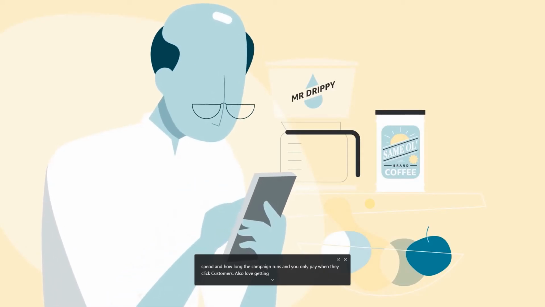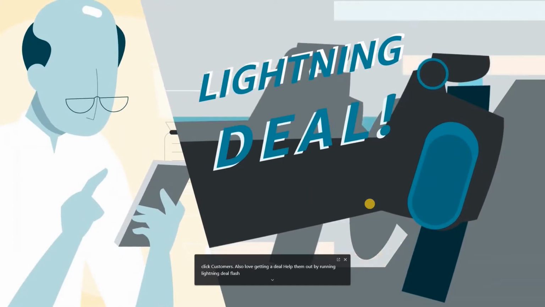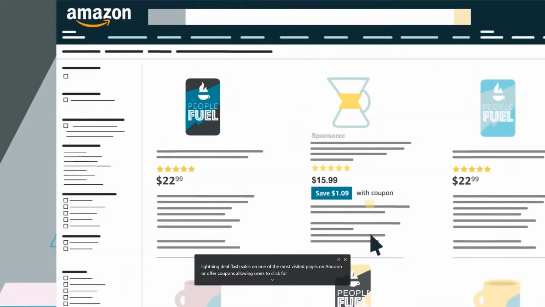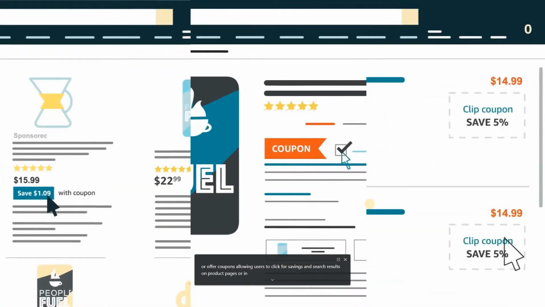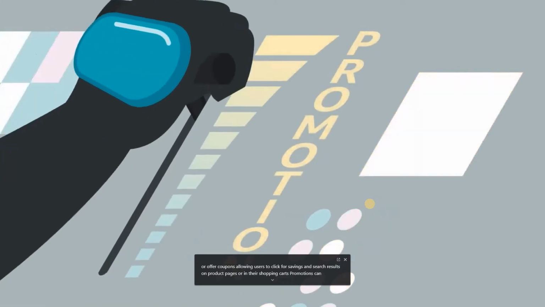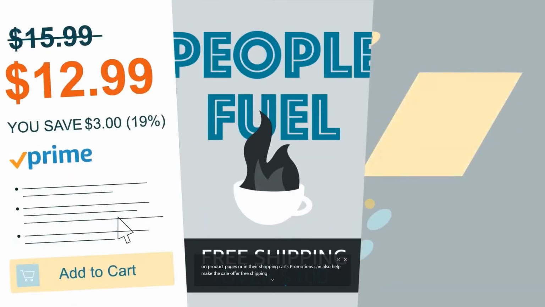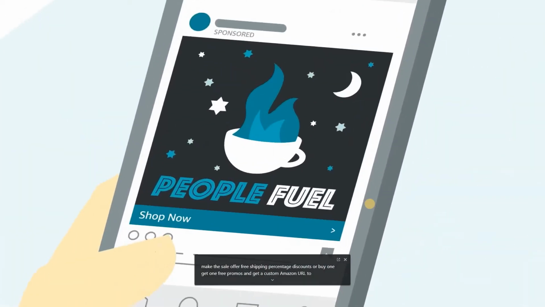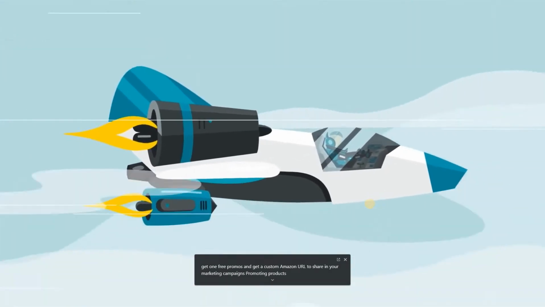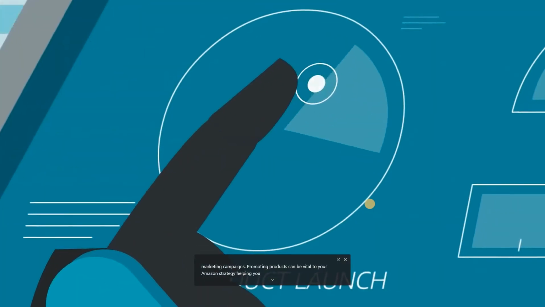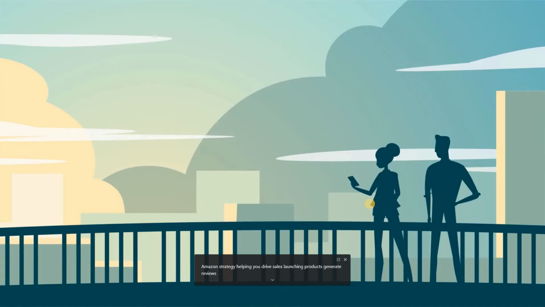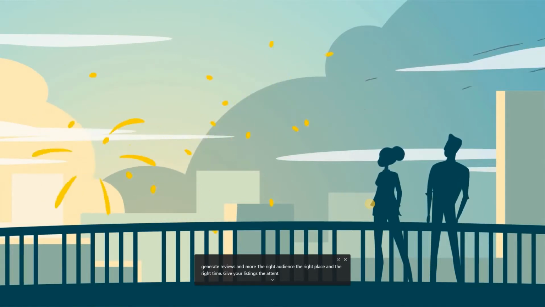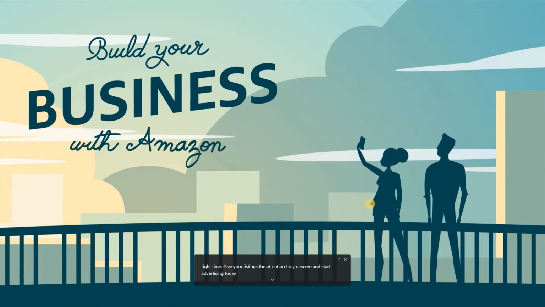Customers also love getting a deal. Help them out by running lightning deal flash sales on one of the most visited pages on Amazon, or offer coupons, allowing users to click for savings in search results, on product pages, or in their shopping carts. Promotions can also help make the sale. Offer free shipping, percentage discounts, or buy one get one free promos, and get a custom Amazon URL to share in your marketing campaigns. Promoting products can be vital to your Amazon strategy, helping you drive sales, launch new products, generate reviews, and more. The right audience, the right place, and the right time. Give your listings the attention they deserve and start advertising today. Build your business with Amazon.